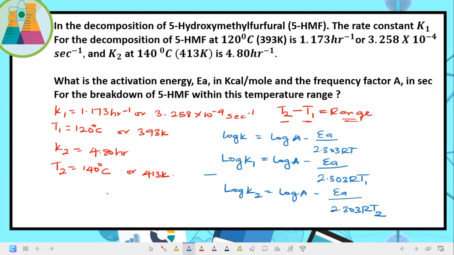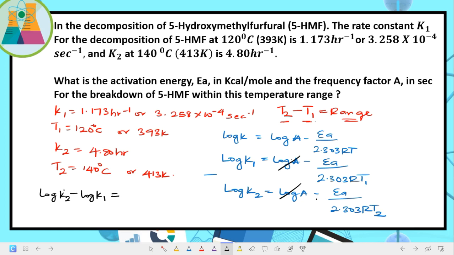You are going to have log K2, because we said T2 minus T1, so we subtract, log K2 minus log K1 would be equal to, now of course if you subtract the log A terms, it will give us 0 since they are the same. So what are you left with?